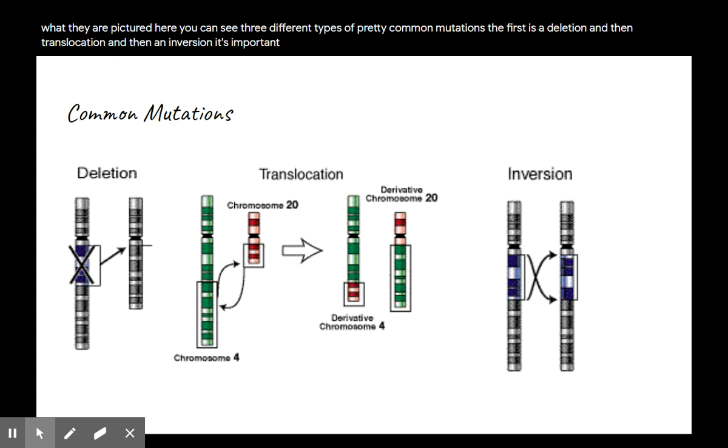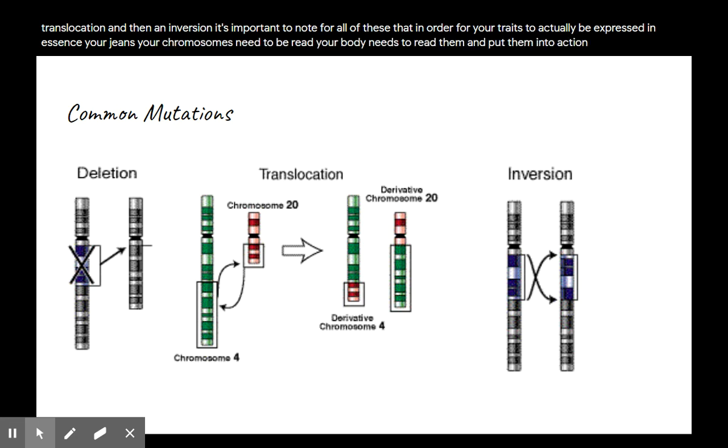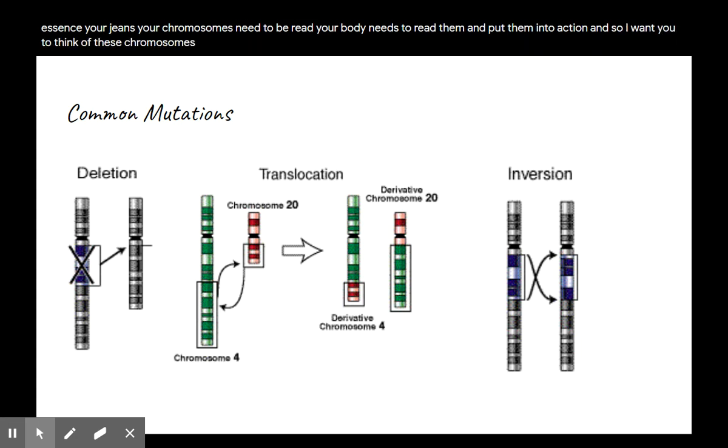It's important to note for all of these that in order for your traits to actually be expressed, in essence, your genes, your chromosomes need to be read. Your body needs to read them and put them into action. And so I want you to think of these chromosomes kind of like you're reading a book. And let's just say that the book happens to have 10 chapters.